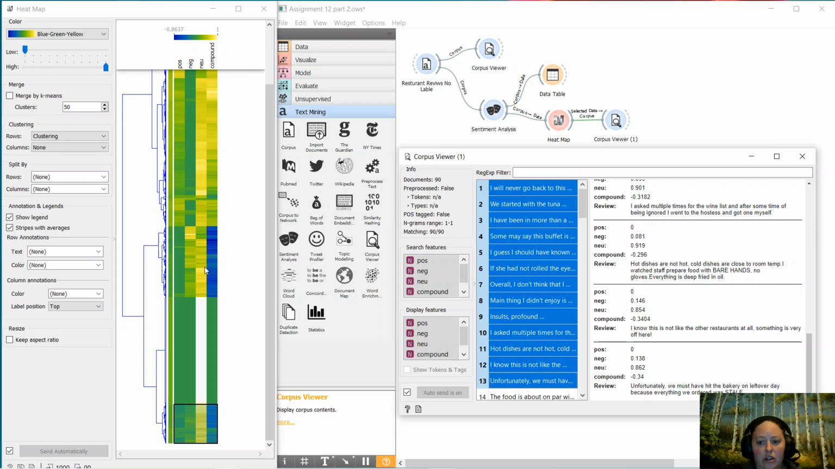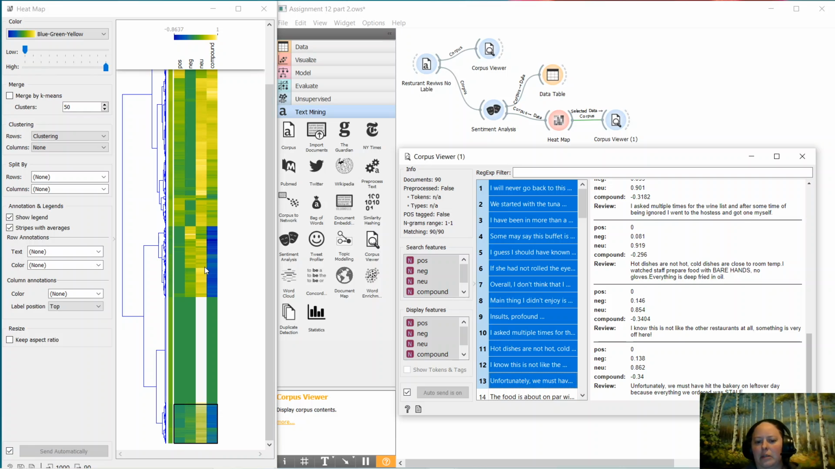Hot dishes are not hot. Cold dishes are close to room temperature. I watch staff prepare food with bare hands, no gloves. Everything is deep fried in oil. That only got a negative 0.29, but it's extremely negative. That is disgusting, and I am repulsed by that. Neutral. Higher neutral, only 0.08.